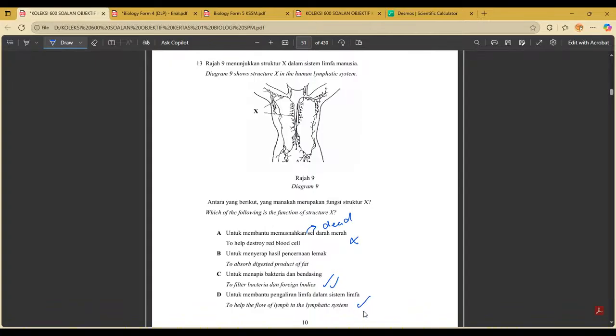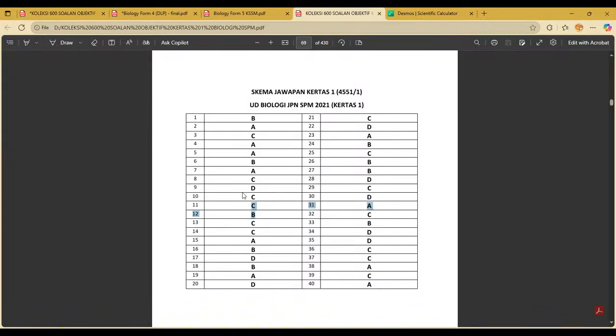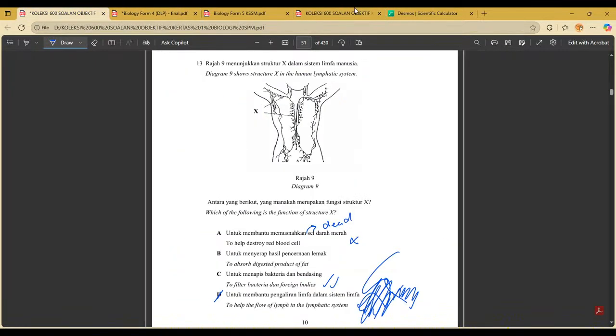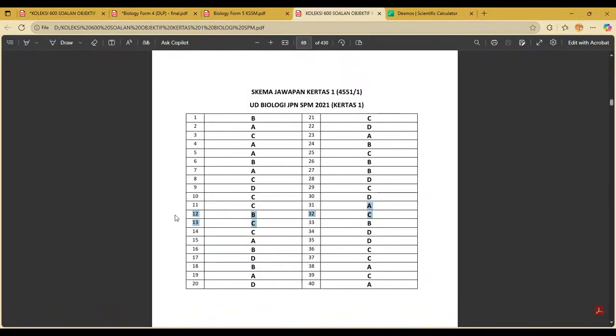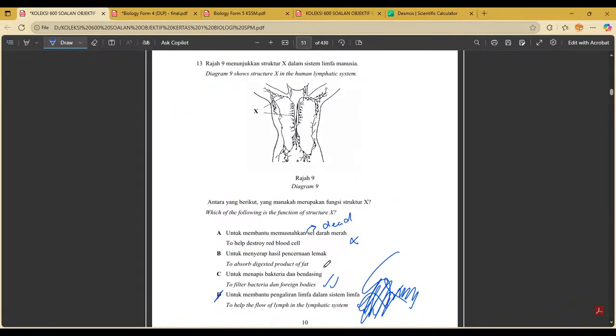I think, I don't know. I haven't studied on lymphatic system. I'm gonna guess D, but it's probably wrong. Which question is 13? 13 is C, the filter. Yeah.